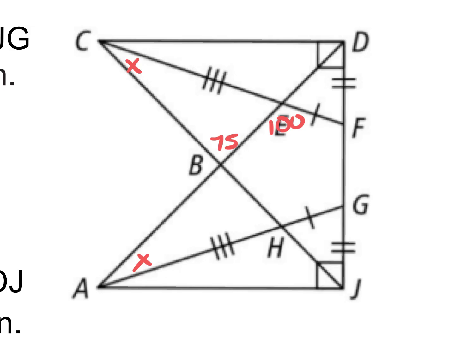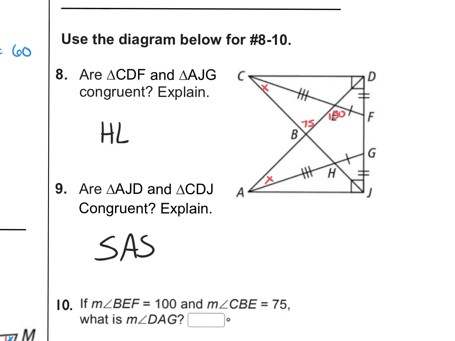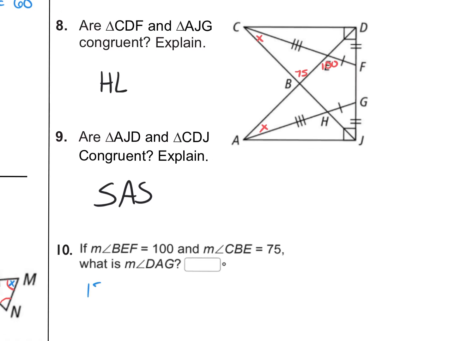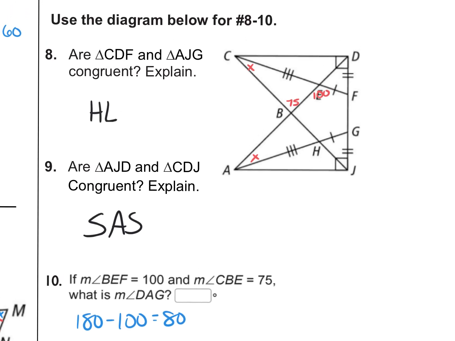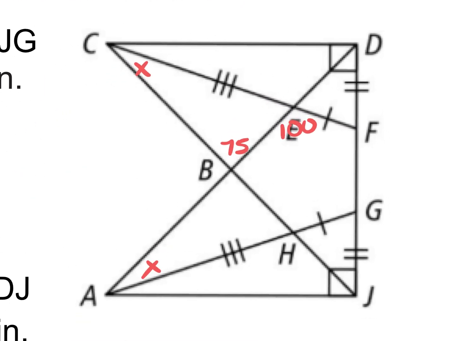Yes, but I'm more looking at what do we know about these 2 angles right here? They're not congruent, but if they're on a straight line, what do we know about those? 180. Yeah, they add up to 180, right? So I can take 180 minus 100, which is 80. So what we just found is that this angle here is 80.